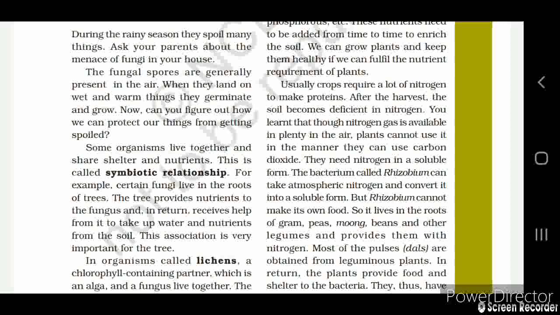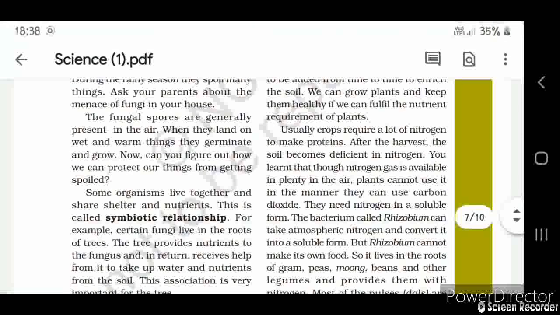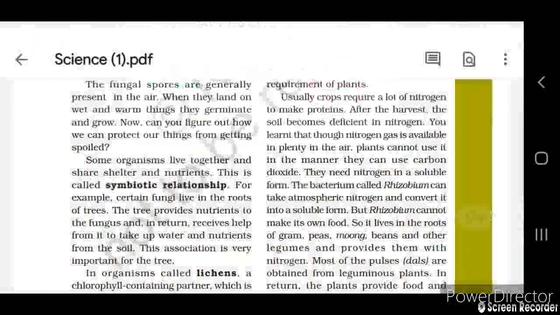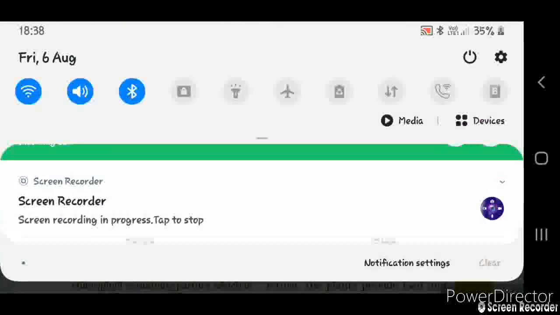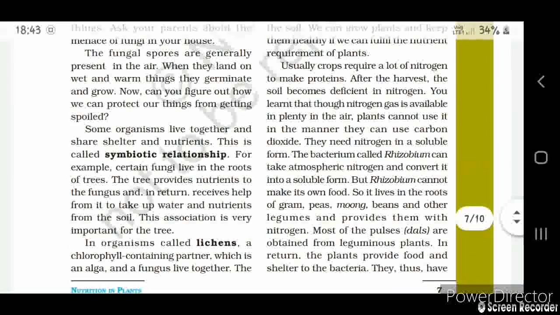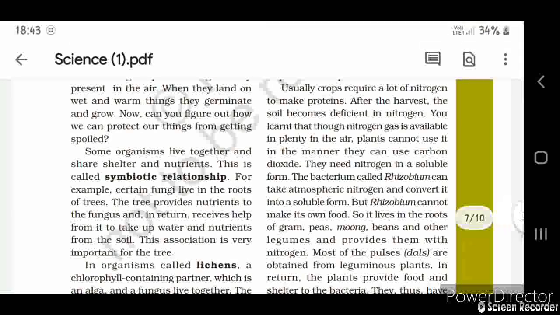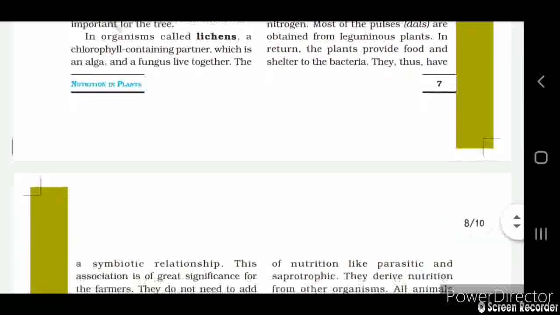Some organisms live together and share shelter and nutrients, and this is called a symbiotic relationship. For example, certain fungi live in the roots of trees. The trees provide nutrition to the fungus, and in return the trees take water and nutrients from the soil with the help of the fungus. This association is very important for the trees.